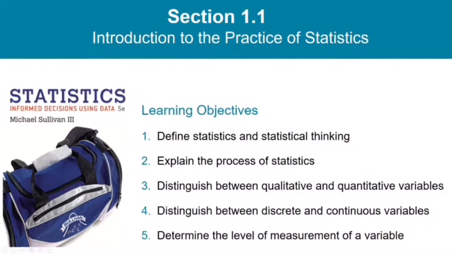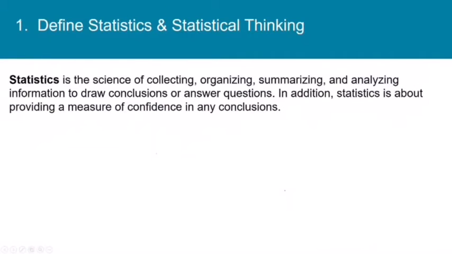We're going to start in section 1.1, and what we're going to be talking about in this section is the definition of statistics and what it means to think statistically, the process of statistics, and then we're going to talk about some variables. We're going to talk about qualitative versus quantitative variables, also discrete versus continuous variables, and then we'll talk about the level of measurement of a variable.